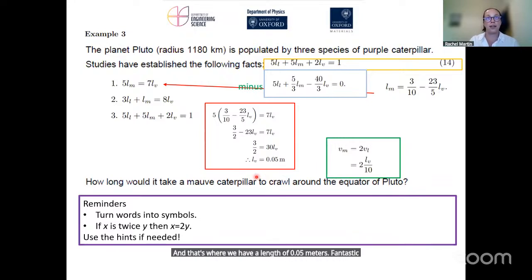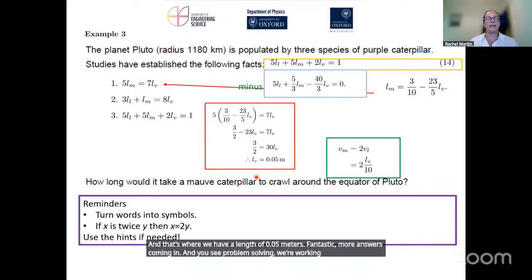Fantastic, more answers coming in. And you see problem solving, we're working at our own pace. That's exactly the point of this session. Well done.